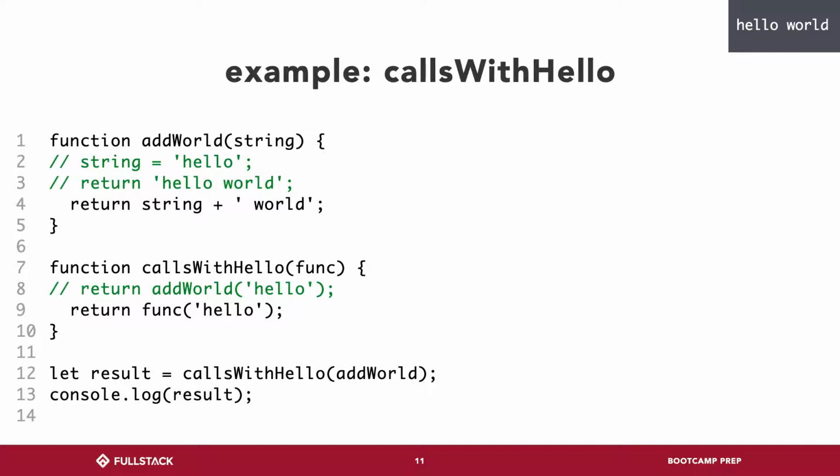Are the backslashes used to change the color? Because those are kind of tricky. Those are comments, okay? So they're not being read. No, this is just an example of what will happen in this function. If you pass in hello, it will return hello world. If you pass in addWorld, func will be addWorld and will be console logged with hello. Okay.